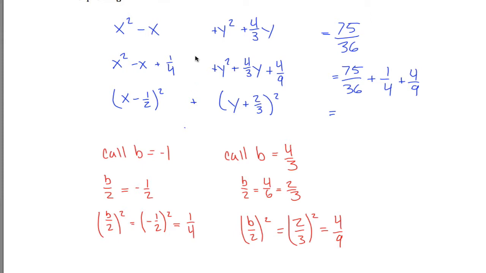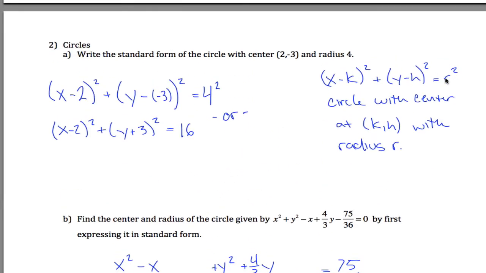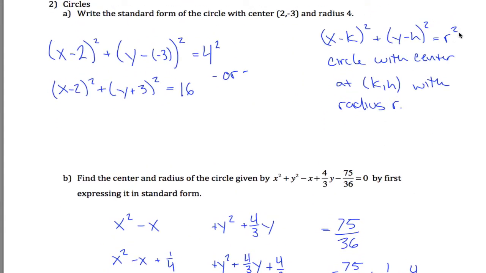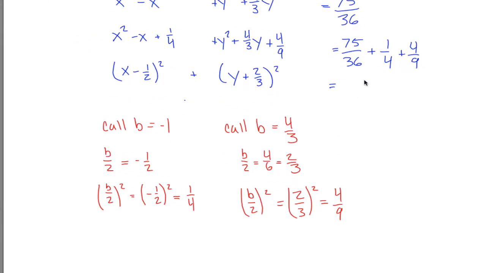What I now have on the left-hand side of the equation looks a lot like this. That's good news. Right, it's close to my standard form. All I got to do is figure out what number is on the right-hand side of the equation, because that number is r squared. Well, what is this number? Let's see. 75/36 plus 1/4 is the same as 9/36. I multiply the top and the bottom by 9. 4/9 is the same as 16/36. I multiply the top and the bottom by 4 to get this common denominator of 36. And if you add those all together, 75 plus 9 plus 16 is 100. So I get 100 over 36.